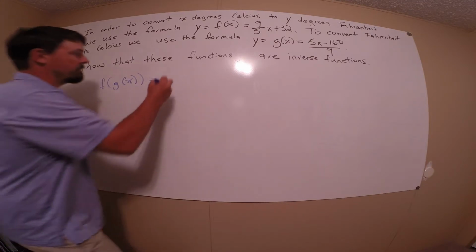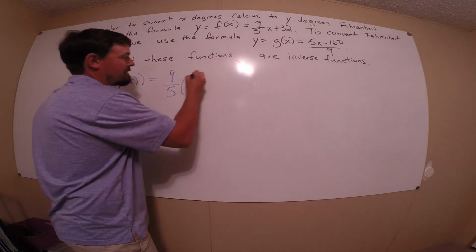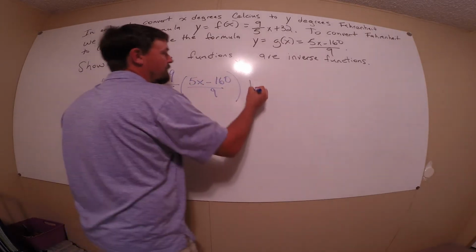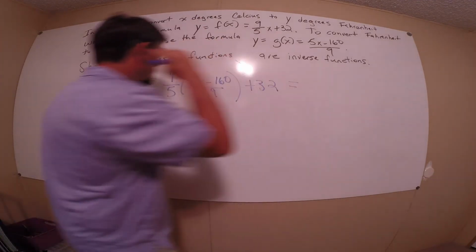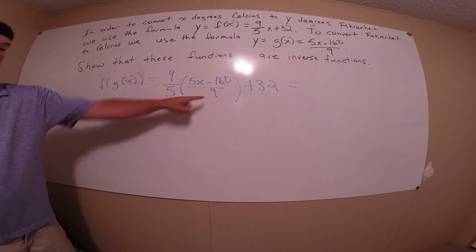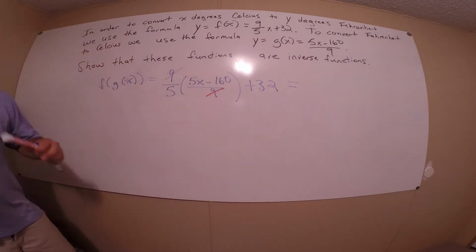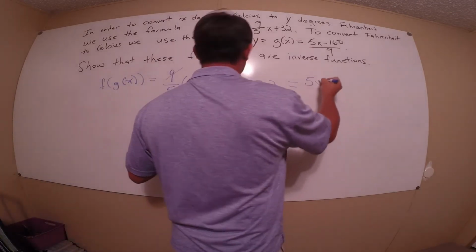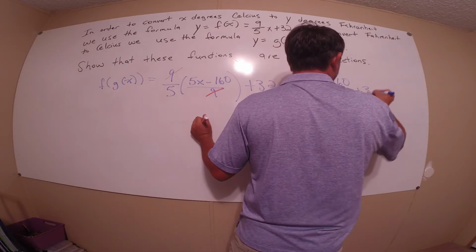So if we start with the first one, I'm going to start with my f of x function, 9 over 5. My x here is my g of x. So we'll do 5x minus 160 over 9, and then plus 32. We've got to simplify this. So first, we notice that this 9 is going to cancel with this 9. That's pretty simple. I've got a 5 here. So let's simplify this step so we don't get too far ahead of ourselves. We've got 5x minus 160 over 5 plus 32.